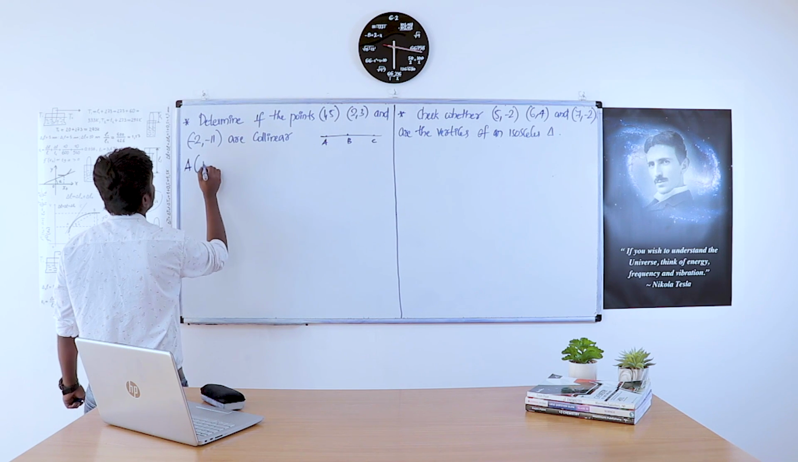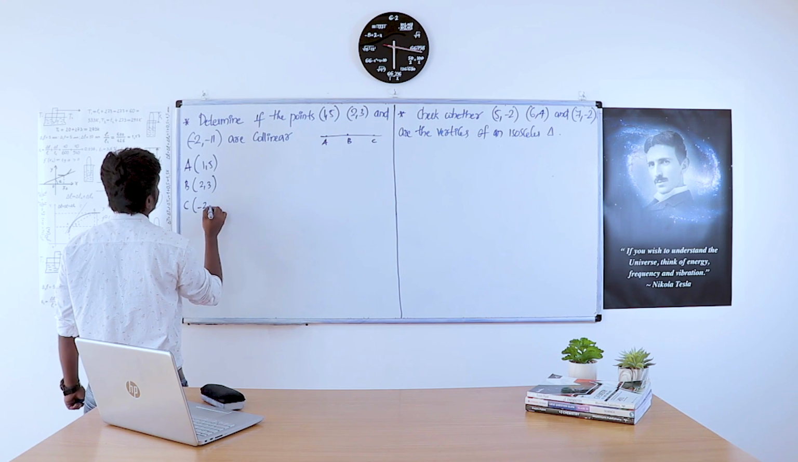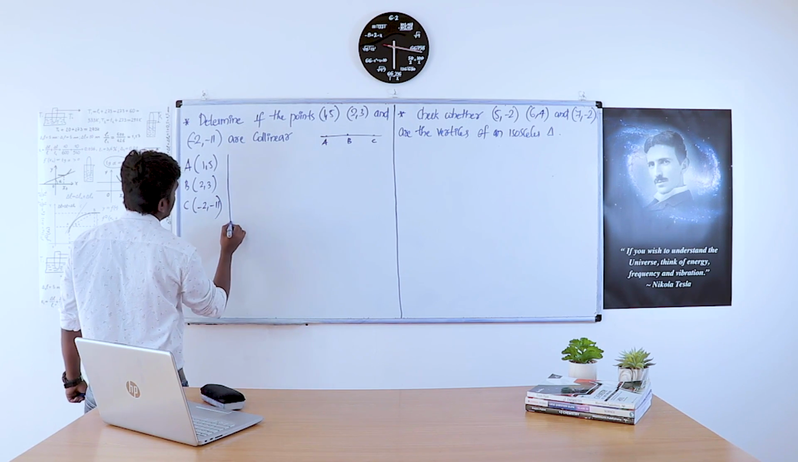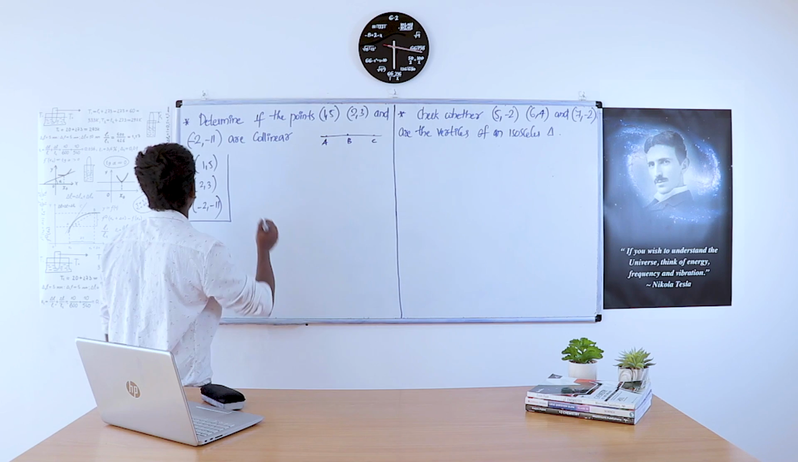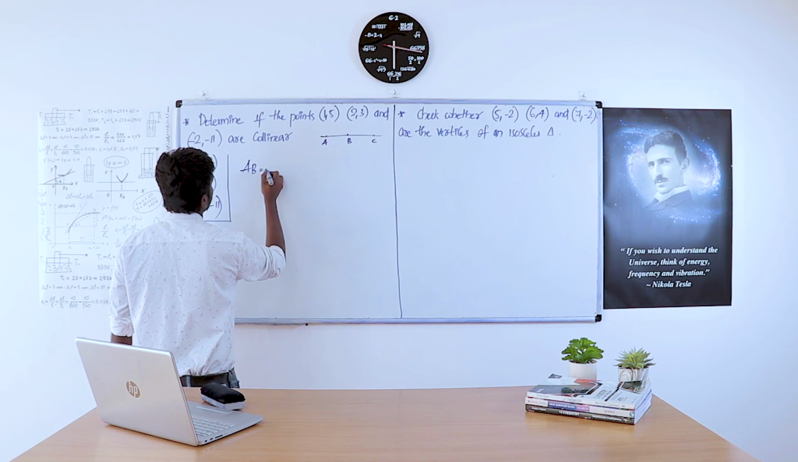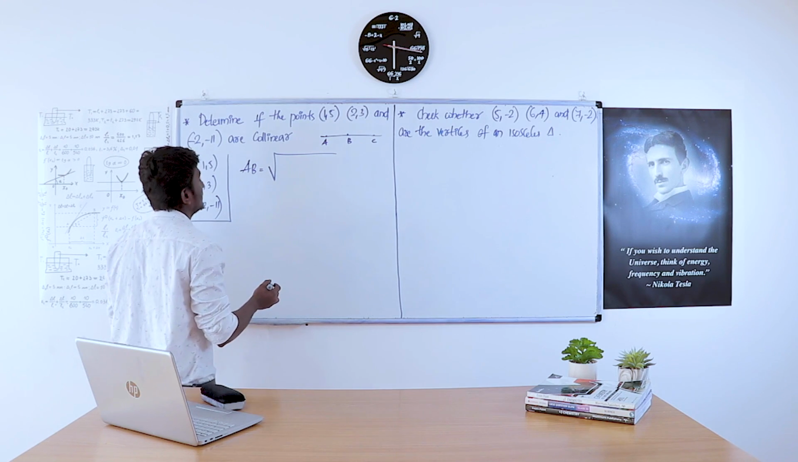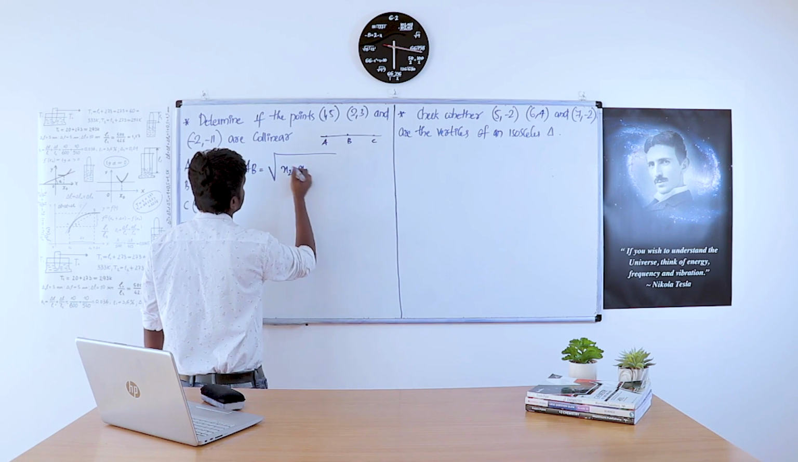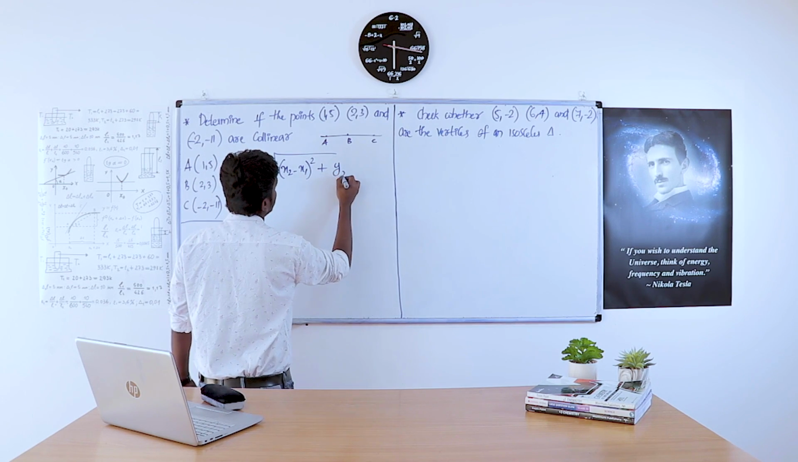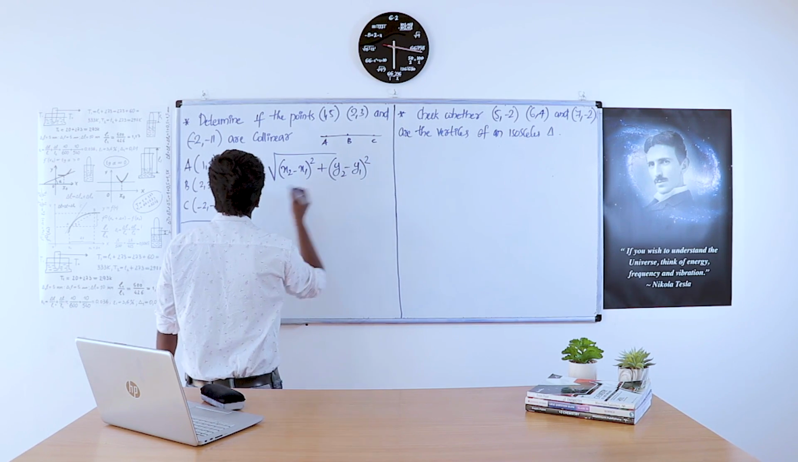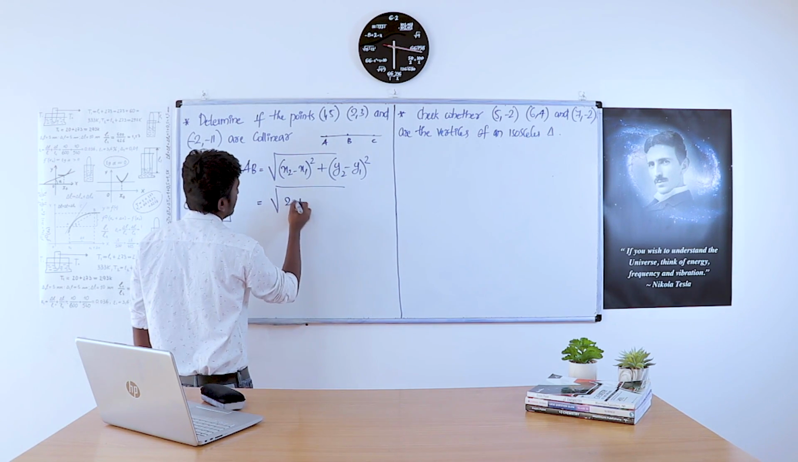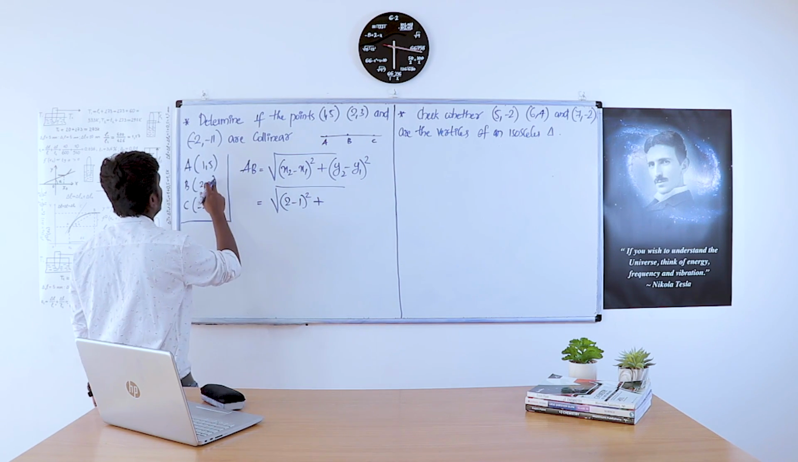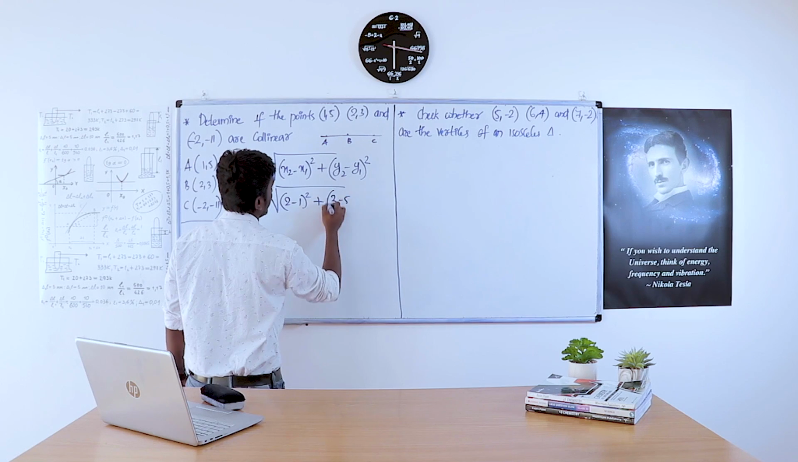So I am taking A as (1, 5), B as (2, 3), C as (-2, -11). And we are now going to find the distances. If two distances added together give the third distance, then they are collinear. We can check. First I am going to find AB. What is AB? Root of (x2 minus x1) the whole square plus (y2 minus y1) the whole square. That is equal to root of (2 minus 1) the whole square plus (3 minus 5) the whole square.